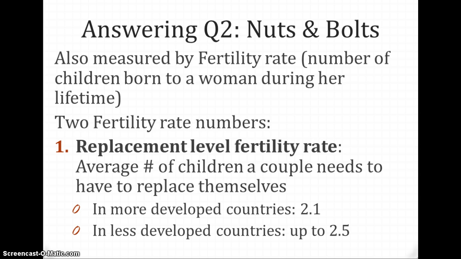Now, as a reminder, there is still a very low infant or child mortality rate in even the most developed countries. So a replacement level fertility rate in more developed countries is around 2.1 children per couple. And in less developed countries, because they have a higher infant and child mortality rate, their replacement level fertility rate is 2.5 children per couple. Now, you think, okay, so if we got to a fertility rate of 2.1 or 2.5, would that halt population growth? The answer is, in fact, not for a while.